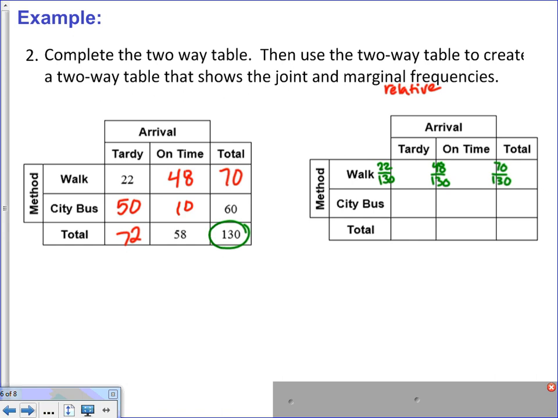But you don't normally have to leave them as decimals. You can leave them as fractions. You can put them in as decimals. And I'm going to round to the nearest hundredth on mine.